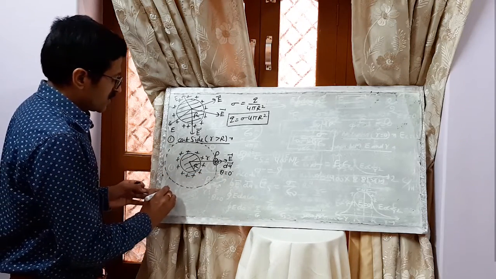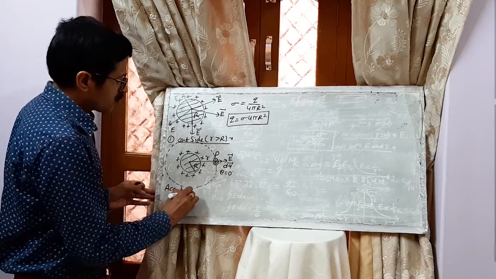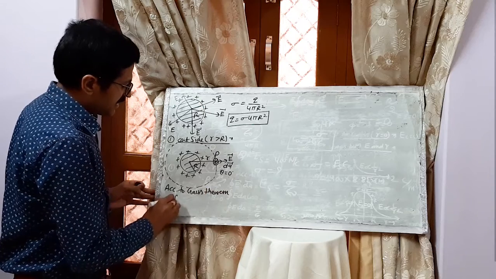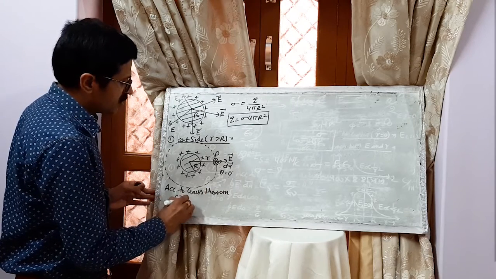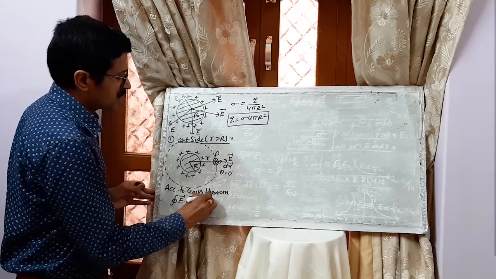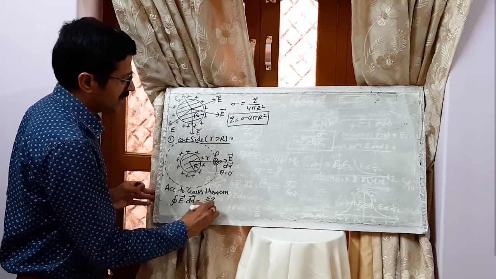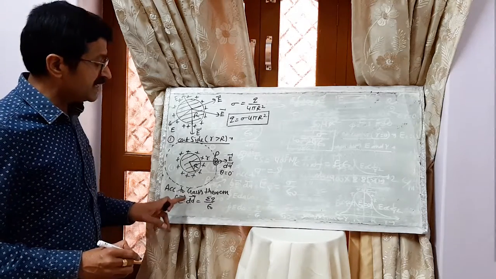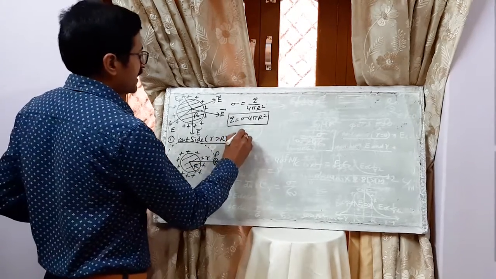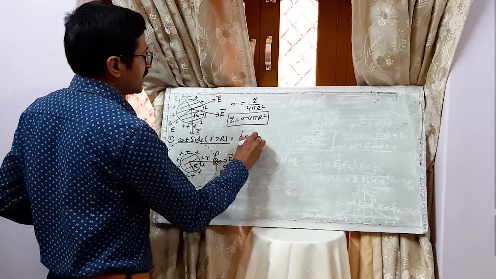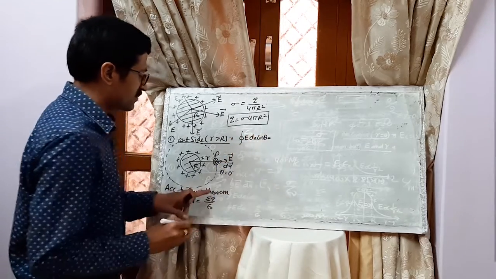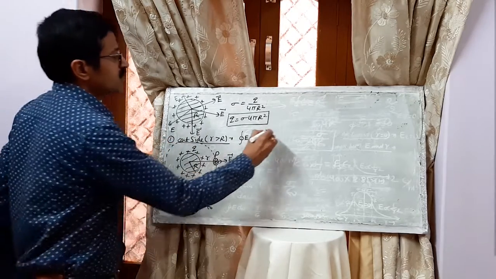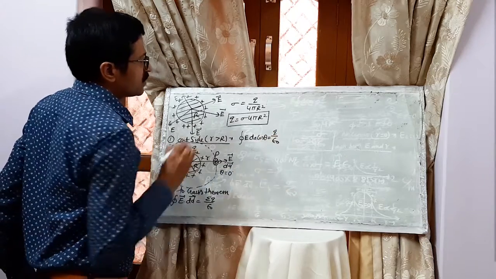Now, what about Gauss theorem? According to Gauss theorem, integration E vector dot dA vector is equal to sigma q upon epsilon naught. Now, the dot product will be taken out, then it will become E dA cos theta. Then it will be integration E dA cos theta is equal to sigma q. In place of sigma q, the charge present inside the Gaussian surface is q. So it will be q upon epsilon naught.